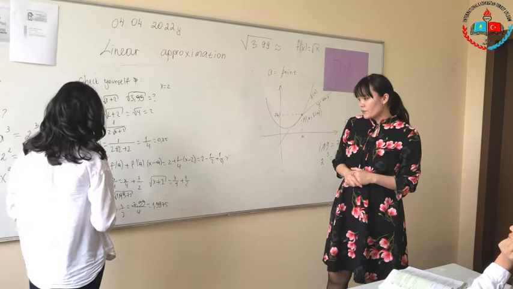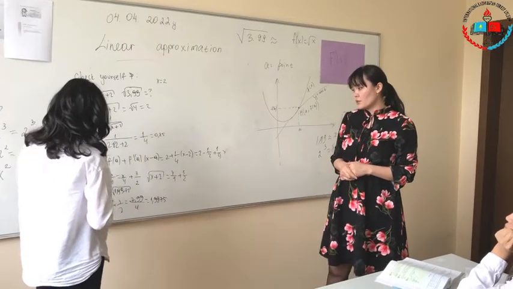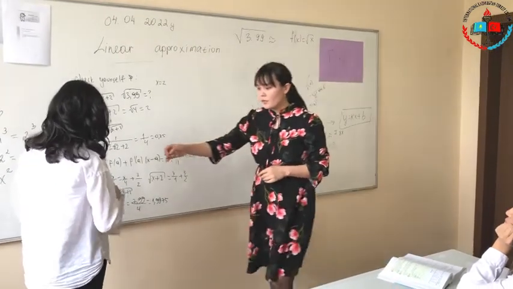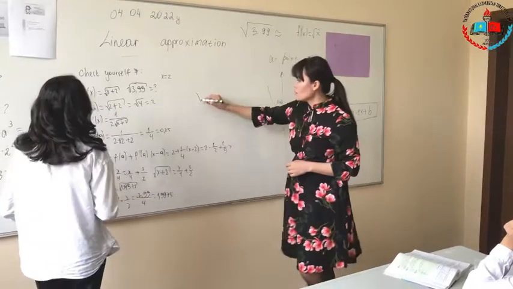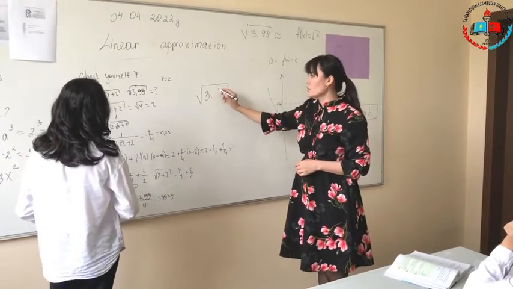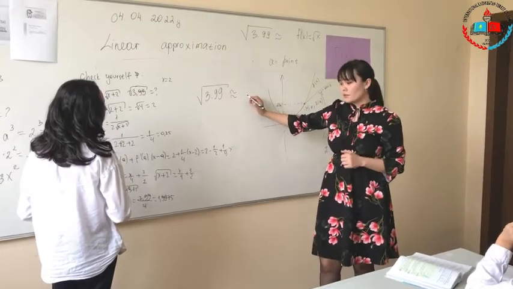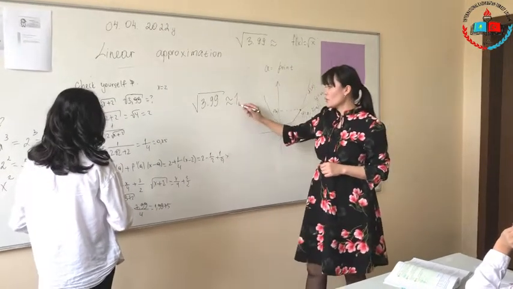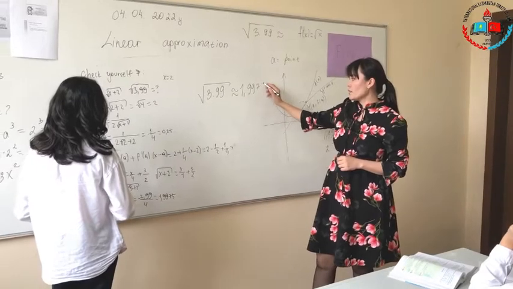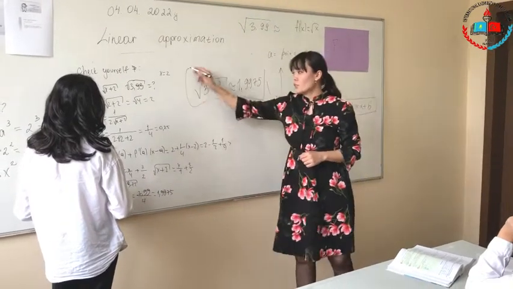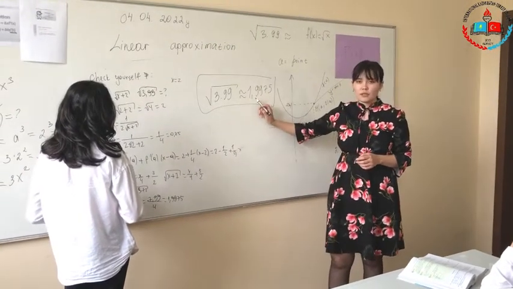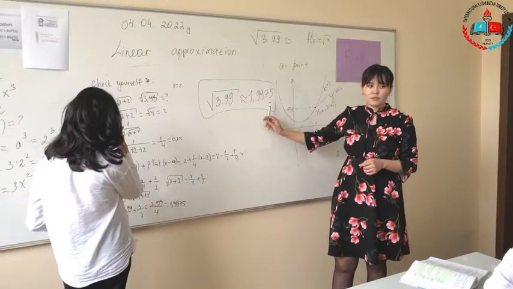The last one, you will put all of them into L of x, the linear approximation. So in other words, from the root of 3.919, approximately we get this number, 1.9975. You can check with your calculator and you will get this number.